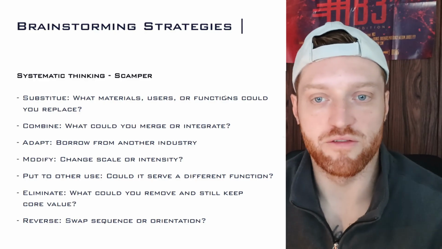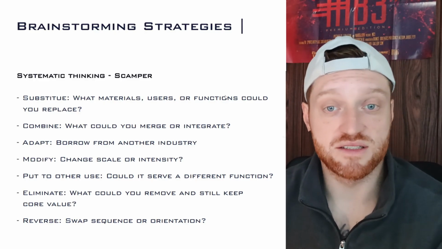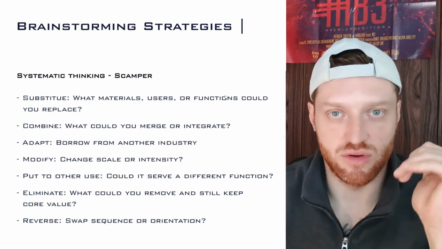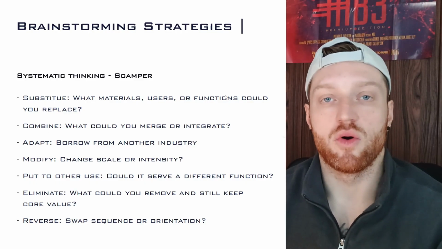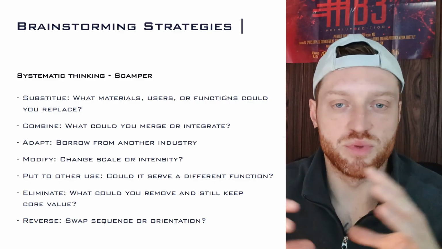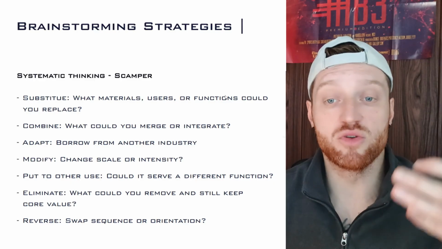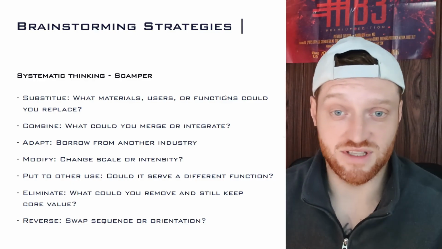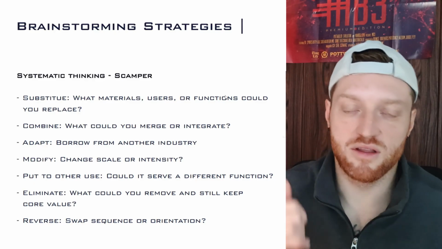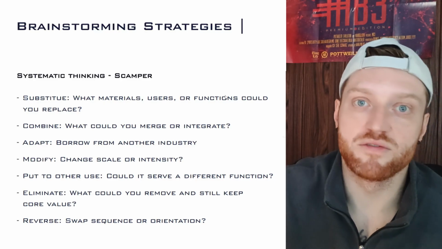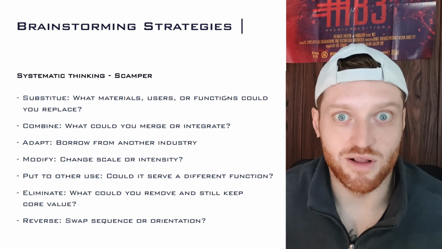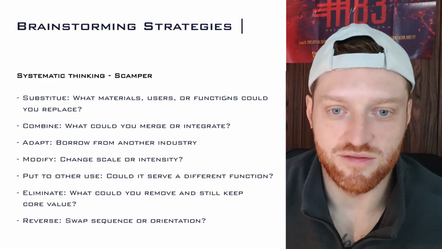Modify also. Can you change scale or intensity? Do you really need the entire range of brightness for a torch, for a light? Or is a certain smaller range enough? And how big does it need to be? Where can you modify? Can you put it to other use? So this P of SCAMPER stands for put to other use. Could it serve a different function, right? If it's a light, can it also serve a different function altogether? Like, I don't know, is it a knife as well in EDM circles or whatever?